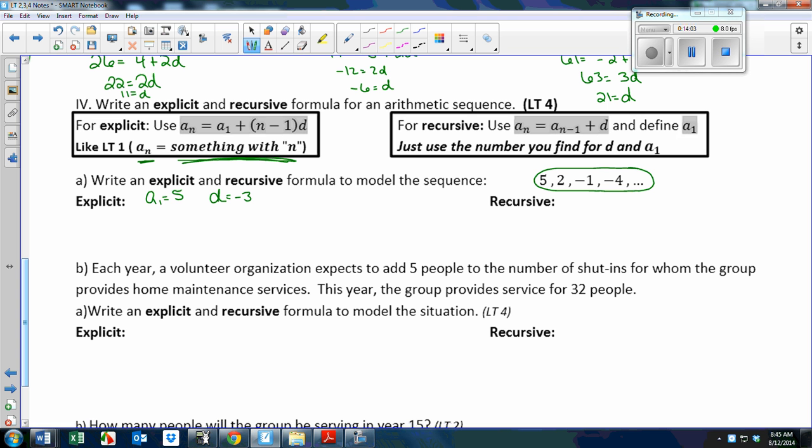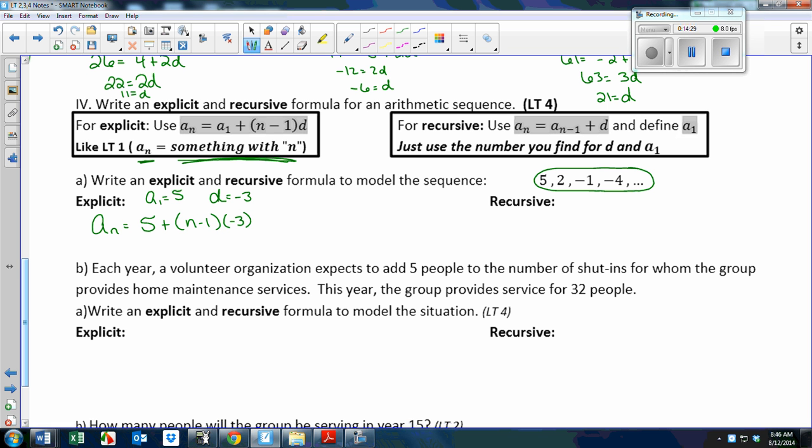So the explicit formula will be a sub n equals 5 plus n minus 1 times negative 3. And if you wanted to, you could stop there, but that's not what it would look like yesterday. Yesterday, it would have been like 5n minus 1, or 2n plus 3, right? It would have been something like that.